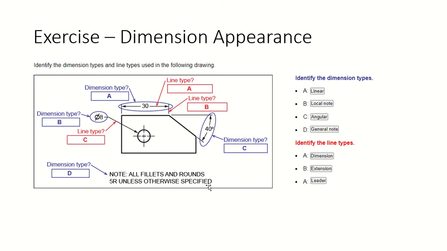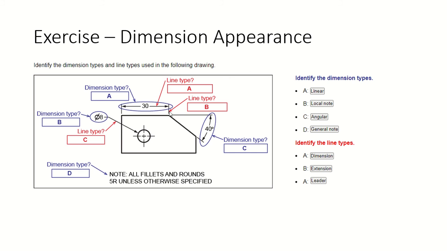Okay, let's do a little bit of exercise right here for dimension appearance. So here is our drawing, and you can see there is A here, and here is your line right there, and this dimensioning type is a linear type. Then of course your B, look at this little one. So when you take a look at it, we already say this is a linear dimension type, and your line type is of course what we just call the dimension line.